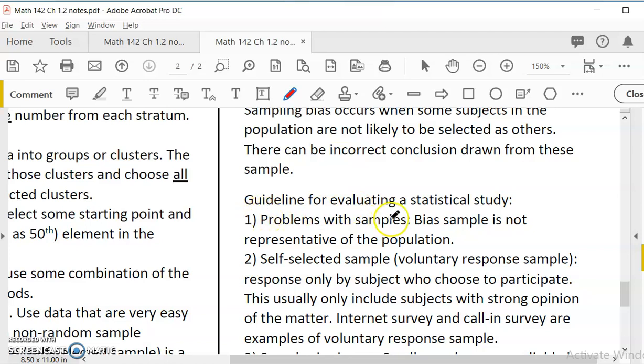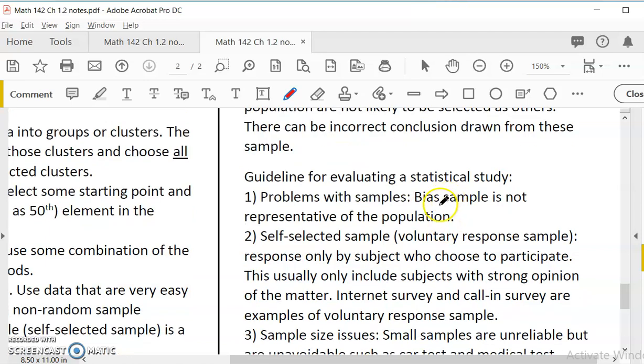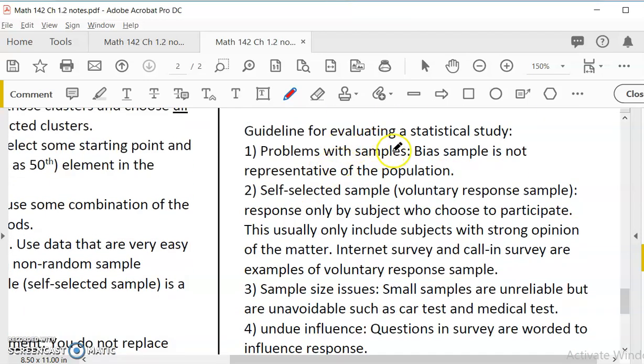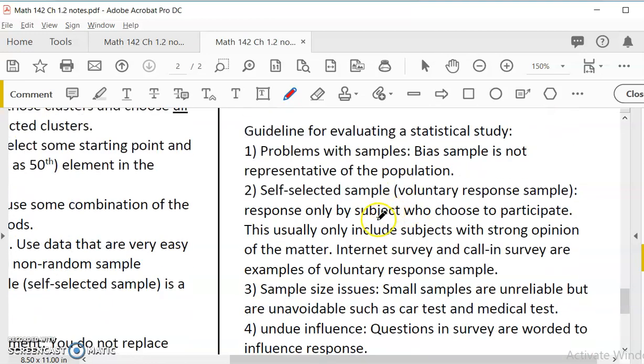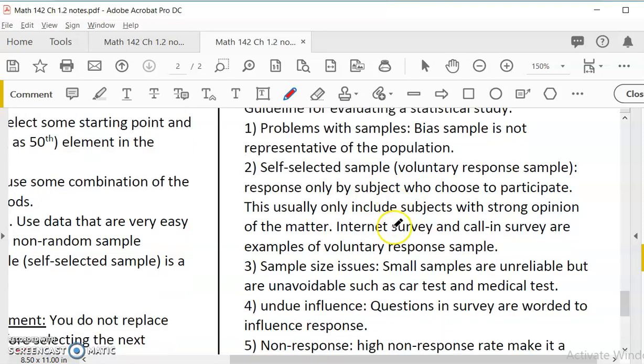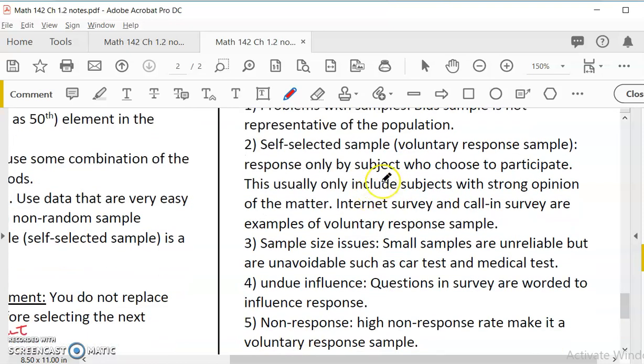First, you do not want to have a biased sample. You want your sample to be representative. We talk about this a lot. The second is you avoid voluntary response samples. Voluntary response samples also have a lot of sample bias because people that have strong opinions will tend to be in the sample. You do not pick them. An internet survey and a call-in survey are examples of voluntary response samples.